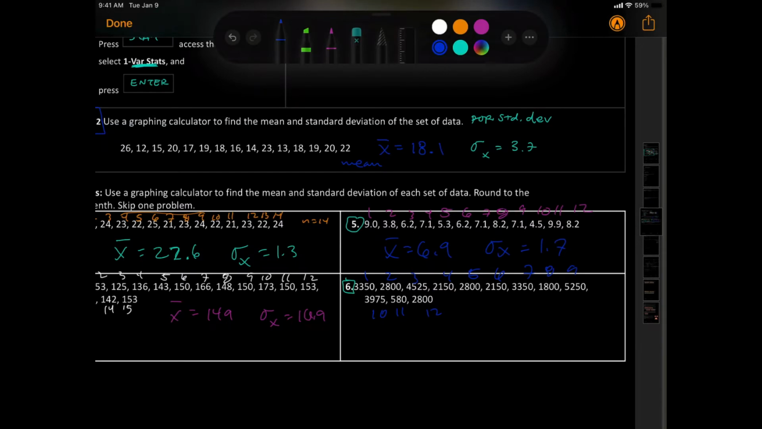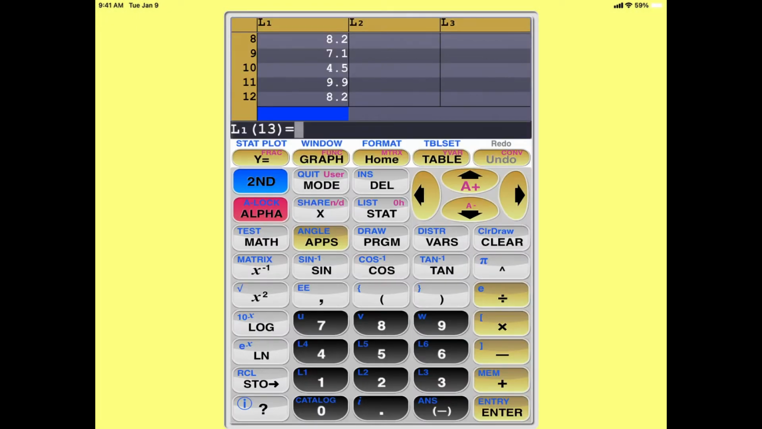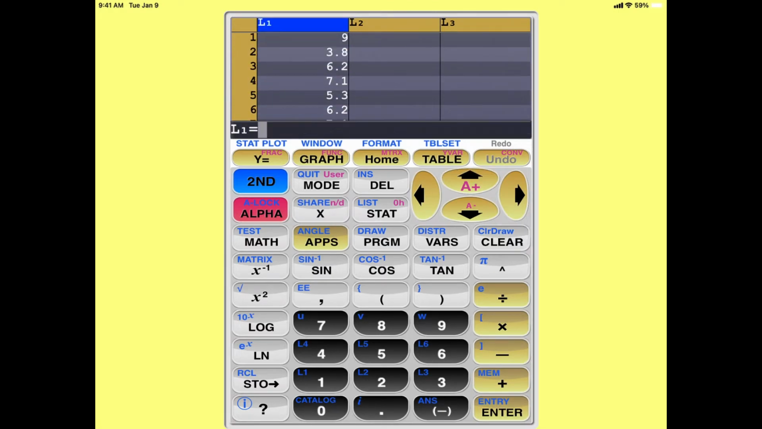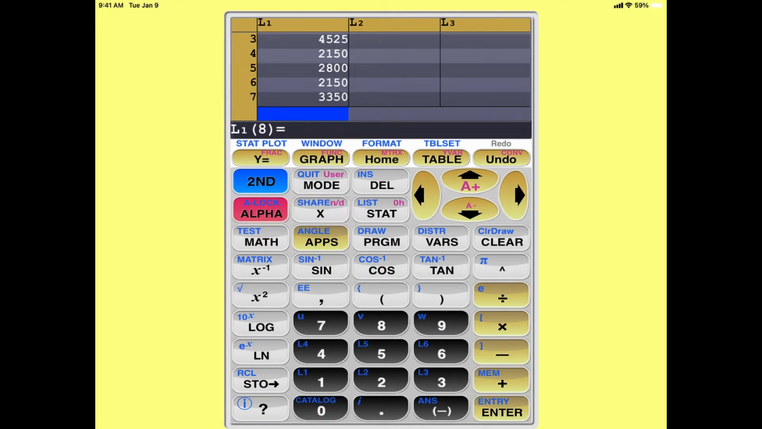Twelve numbers. Clear, stat, edit. Go on top of the list. Clear. Let's put in these numbers here. 3,000, 350, 2,800, 45, 25, 2,150, 2,800, 2,150, 3,350. And if you're using your regular calculator, I would highly recommend like punching in numbers really hard.